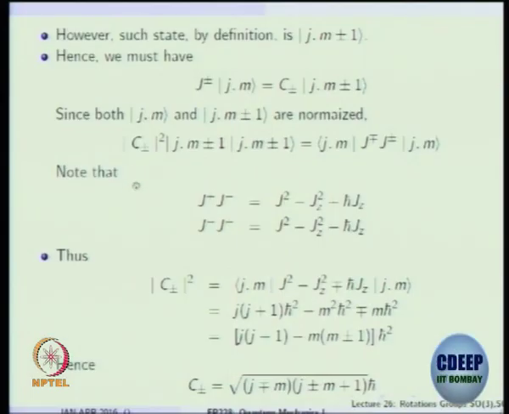So do this and find out what is the mod squared of C plus or minus. And C plus or minus will turn out from the angular momentum algebra also in this fashion. So I'll leave it to you here. I'll stop here.